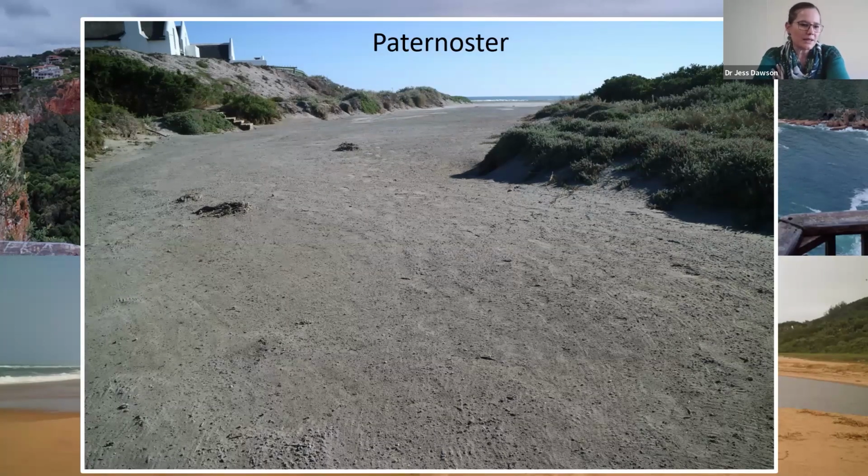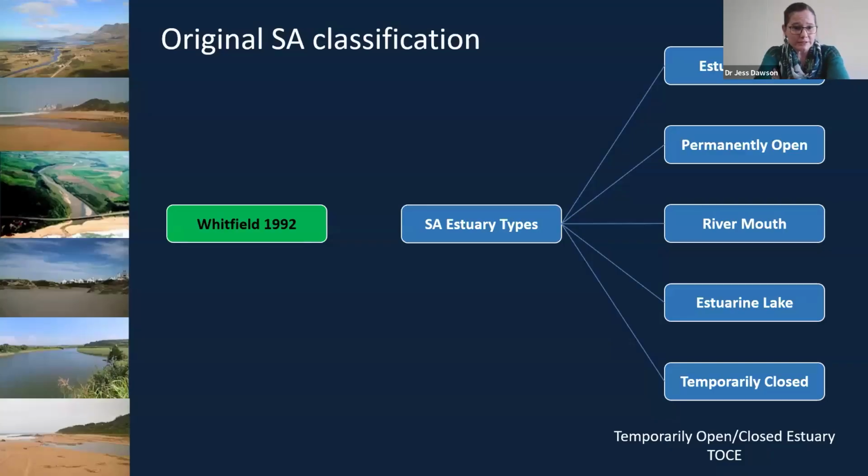So how do we actually classify these estuaries? How do we make management protocols or make plans based on the different estuaries when they vary so greatly throughout the country? Originally, Alan Whitfield produced a paper that had 5 different estuarine classifications back in 1992.